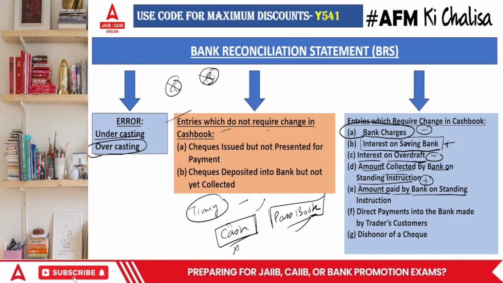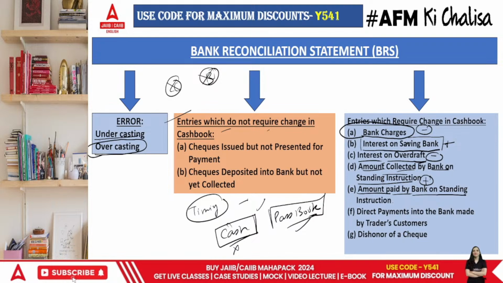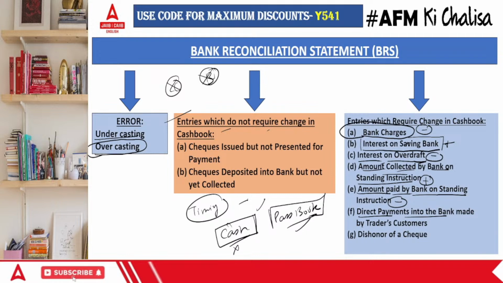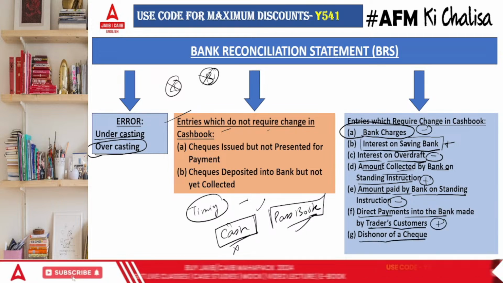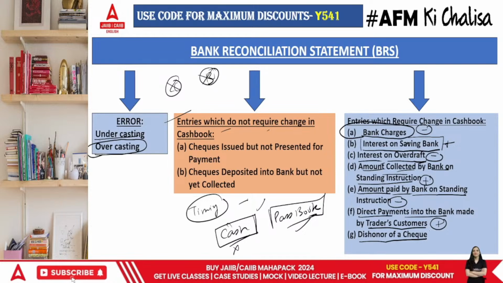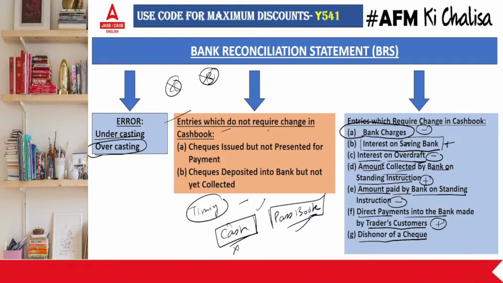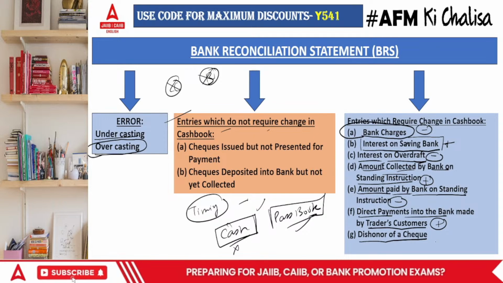If money is going out, for example my Netflix payment is being deducted from my bank account automatically, it's going to be a minus. Direct payment, if someone paid directly into my bank, it's a plus. Then dishonor of a check: someone I thought would be giving me money and my bank account would go up, but in actual it didn't, so it would be a minus.